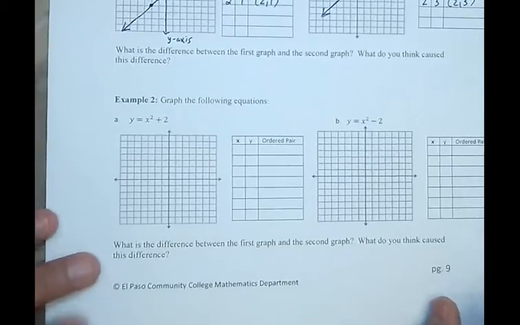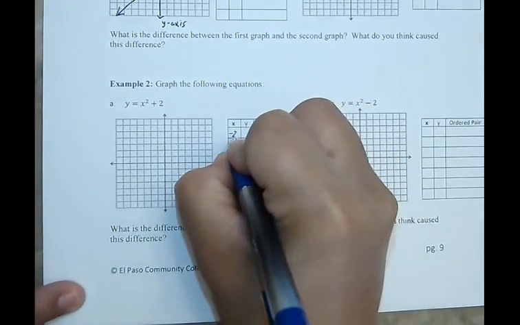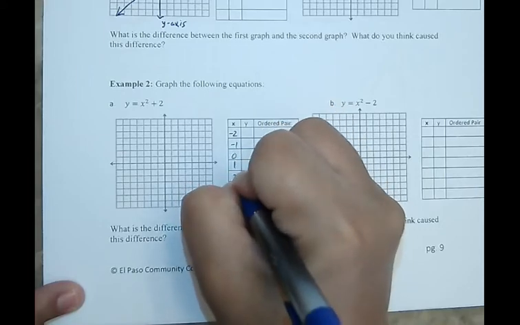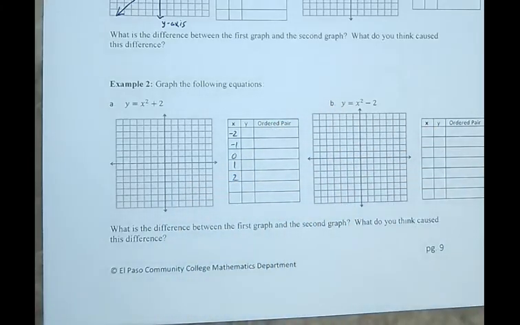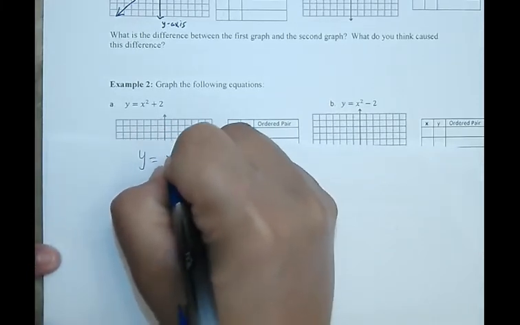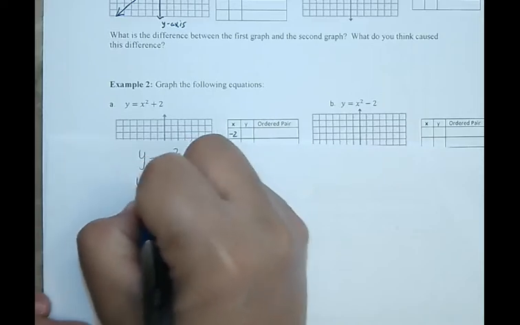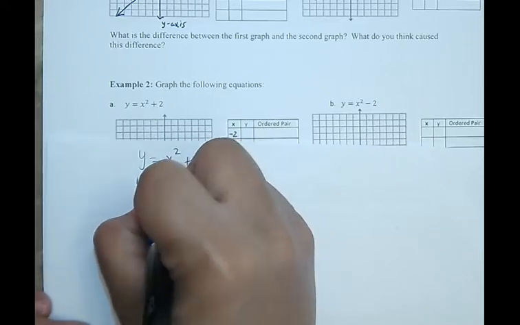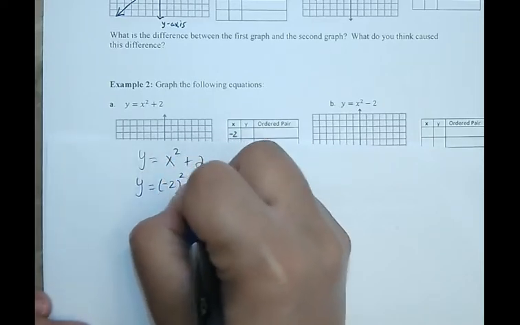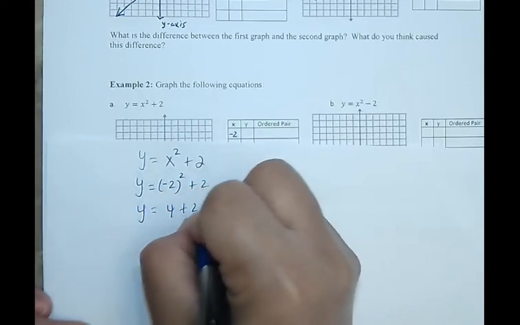Okay, so let's look at example number 2. So same idea, we pick some points for x and some for y. And so the equation here is y equals x squared plus 2. I'm going to substitute the -2. So -2 squared is 4, plus 2 is 6.